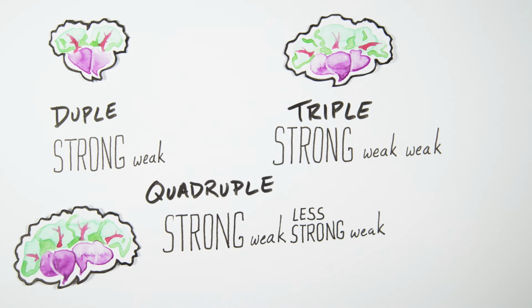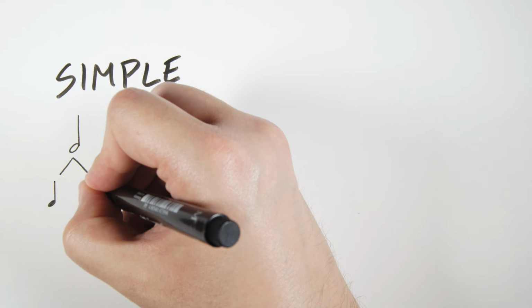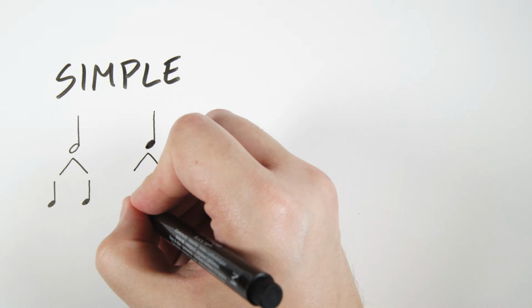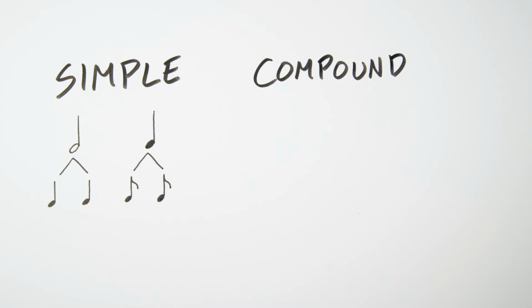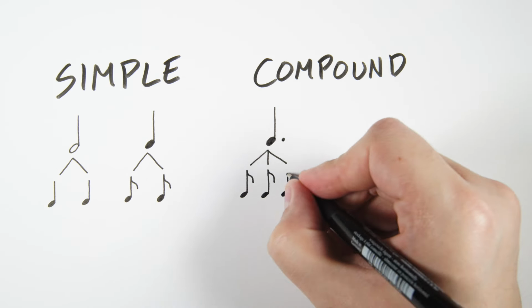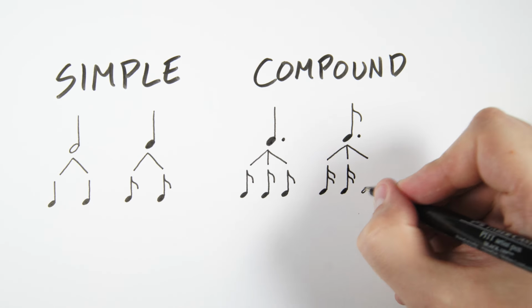The second part of organizing beats is to see if the beat can be divided into 2 parts or 3 parts. In a simple meter, the beat can be divided equally into 2 parts. If the beat is a half note, the half note can be divided equally into 2 quarter notes. If the beat is a quarter note, the quarter note can be divided equally into 2 eighth notes. In a compound meter, the beat can be divided equally into 3 parts. If the beat is a dotted quarter note, the beat can be divided equally into 3 eighth notes, and if the beat is a dotted eighth note, the beat can be divided into 3 16th notes.